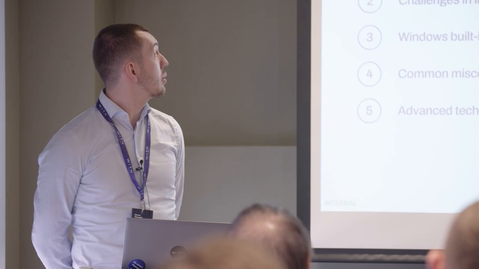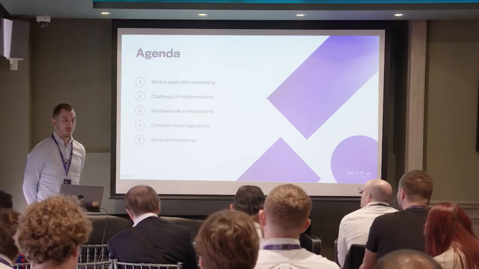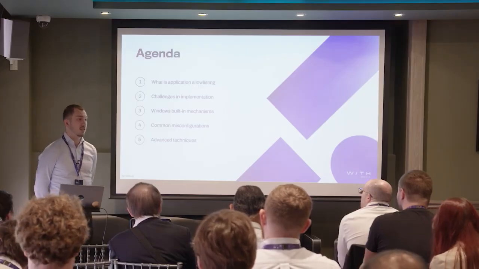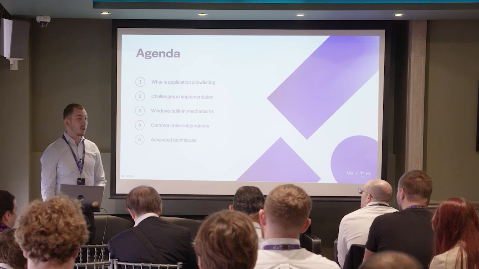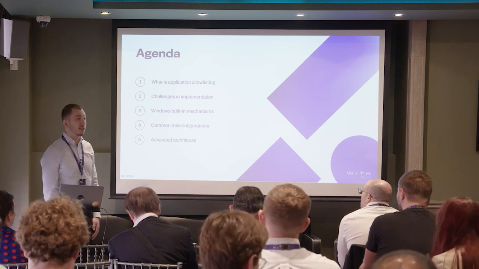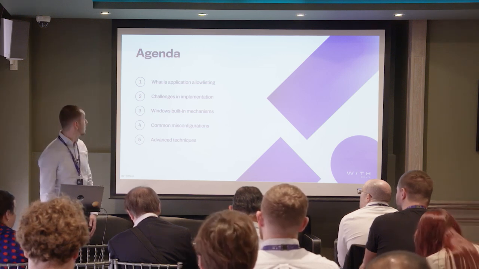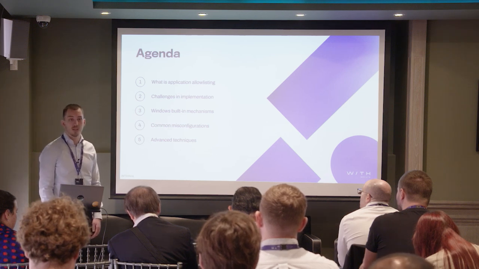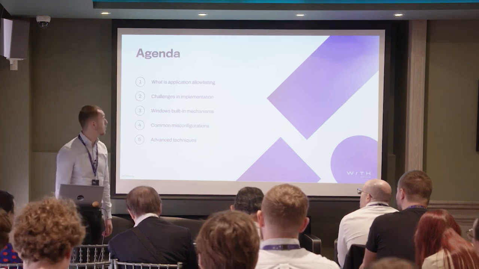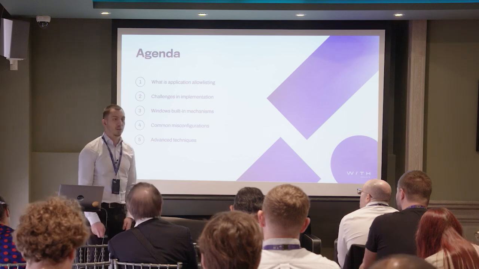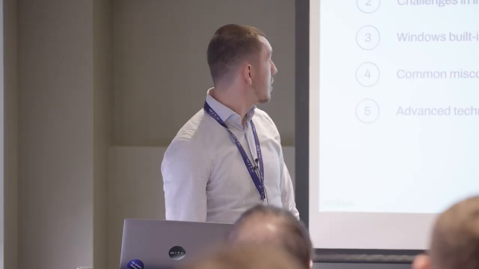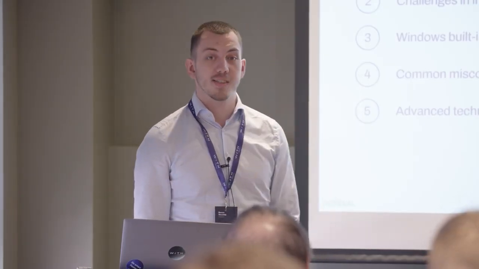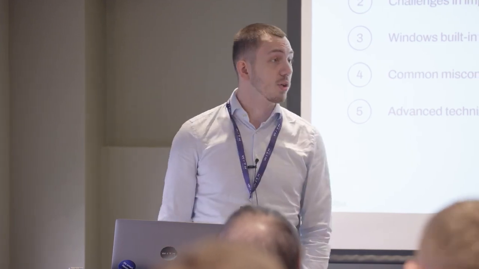First, we will talk about what application allowlisting is and what some challenges in its implementation are. Then we'll talk about some built-in Windows mechanisms for enforcing that. Then we'll talk about some common misconfigurations that we see in different types of engagements, from a regular internal penetration testing to red teaming. And then we'll talk about more advanced techniques that could be used to bypass them.